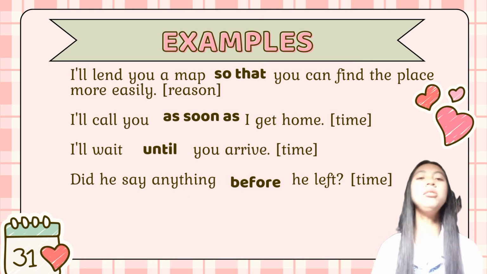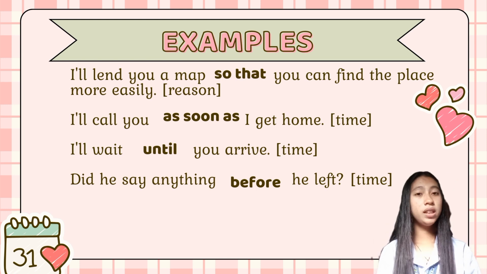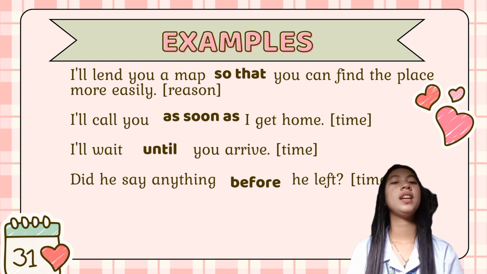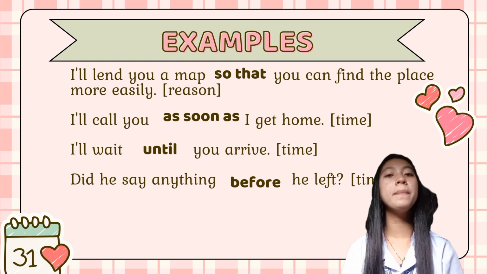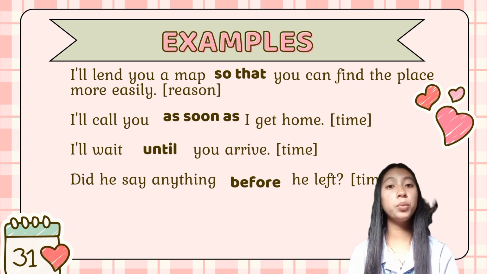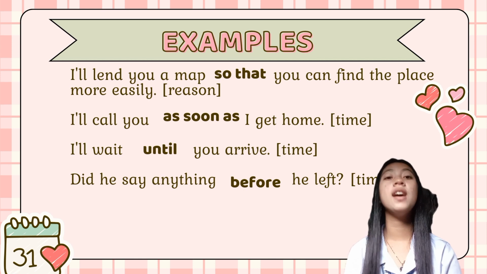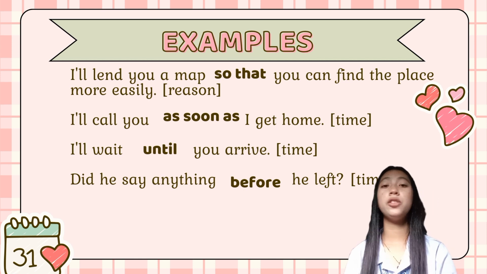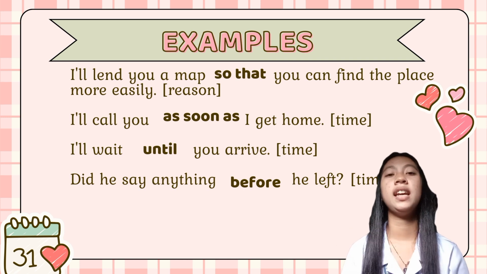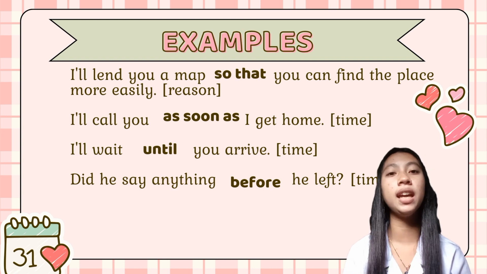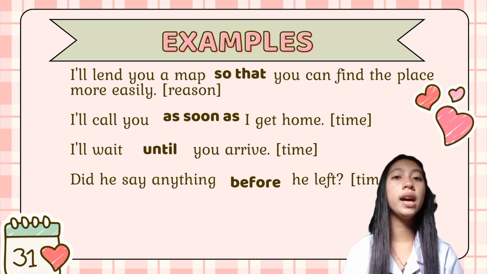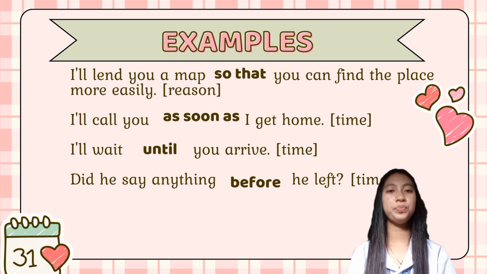So, for another example, kindly please read again. Okay, thank you. In this sentence, I lend you a map so that you can find the place more easily. The subordinating conjunction is the words so that. The function of it is it introduces an adverbial clause indicating the purpose or reason for lending the map, to help find the place more easily.